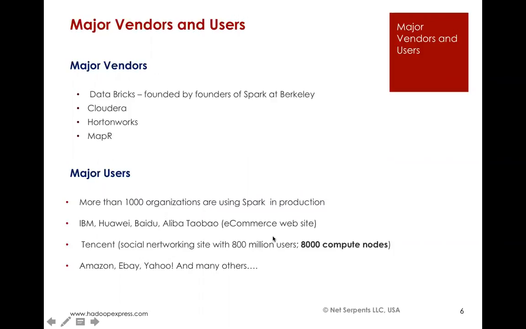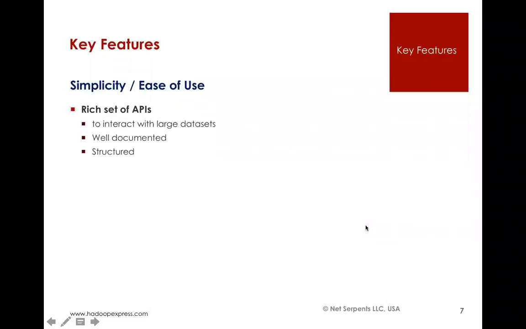It's the largest user of Spark because it's using something like 8,000 compute nodes to run parallelized data across Spark platforms. We have also Amazon, eBay, Yahoo, and many other companies that are using it. So it's getting very, very popular.